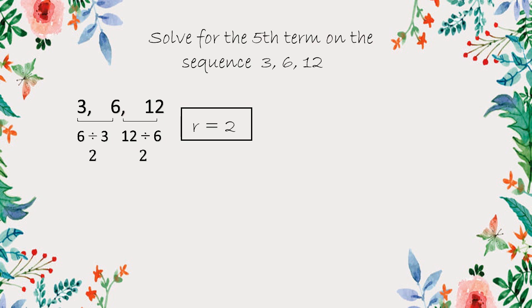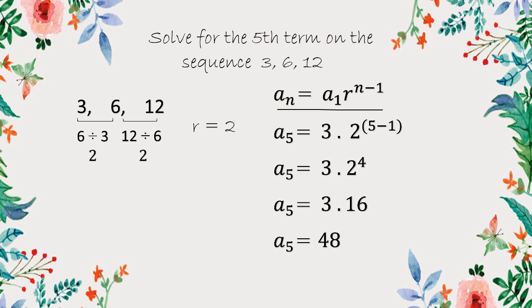Substituting in the formula, we have a sub n is equal to a sub 1 multiplied by r raised to n minus 1. So a sub 5 is equal to 3 multiplied by 2 raised to 5 minus 1. So 5 minus 1 would be 4. So 3 multiplied by 2 raised to 4. 2 raised to 4 is equal to 16. So that would be a sub 5 is equal to 3 multiplied by 16. So the fifth term in the sequence is 48.